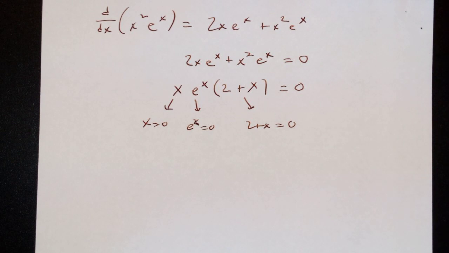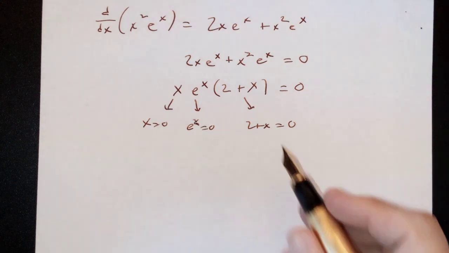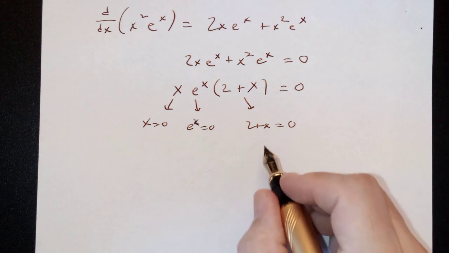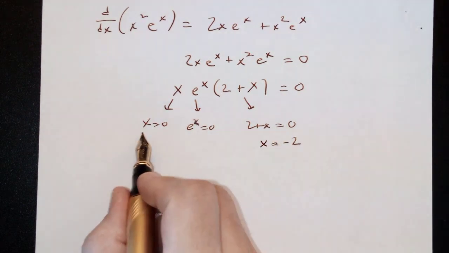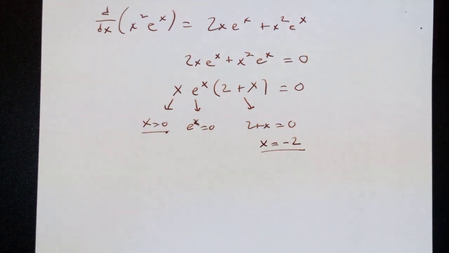Well, first piece is already done. x is 0. Third piece, x is -2. E to the x: to get rid of an e, you use an ln. That would take ln of 0. Grab your calculators, type in ln of 0. What does the calculator say? Error, error, error. Old Star Trek computer voice.